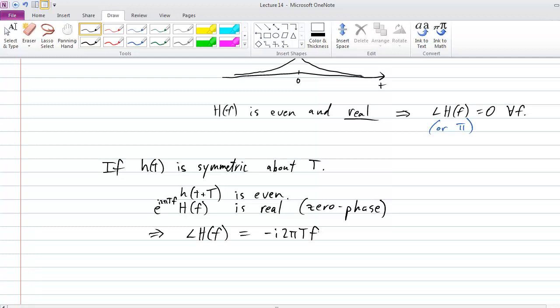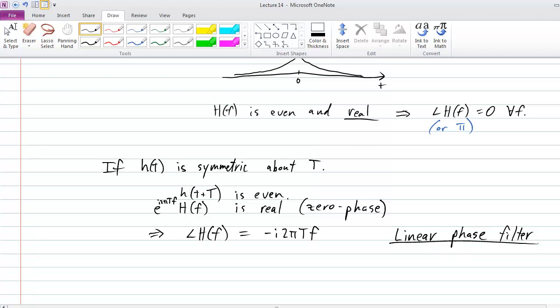Plus t, because I started symmetric about t, and I need to shift it back to 0 to make it even. So I need to shift the other way. Okay, so this is linear phase. If the filter has linear phase, it's a shift. It's symmetric about some point.